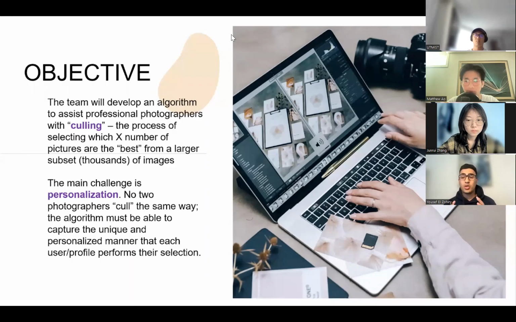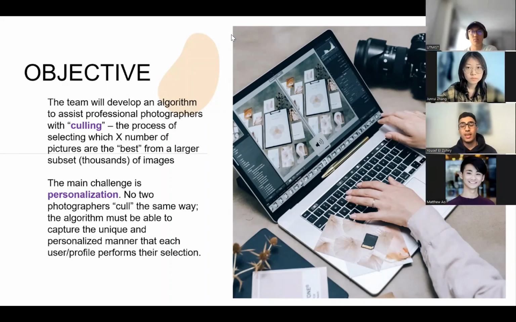And what's critical, it has to recognize that each user, meaning professional photographer, completes this culling process in their own unique way. It's essential that our product understands this personalization aspect and can replicate it. So to narrow the scope a little bit, we've created a baseline goal that focuses on achieving this task for pictures that deal with facial images.